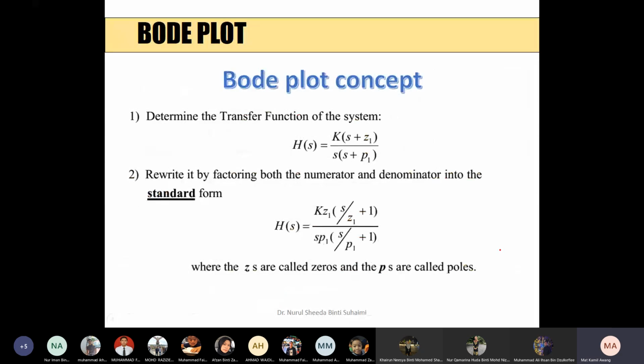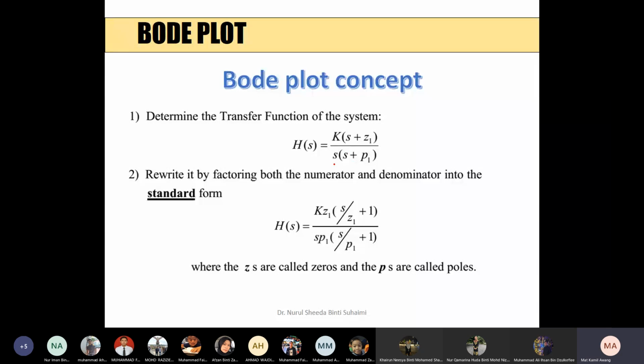So how do you do that? You determine the transfer function of the system, H(s). Let's say H(s) is given in this format: K multiplied by (s plus z1). Z1 stands for a zero. Not the number zero, it is called a zero. Zeros and poles, right?